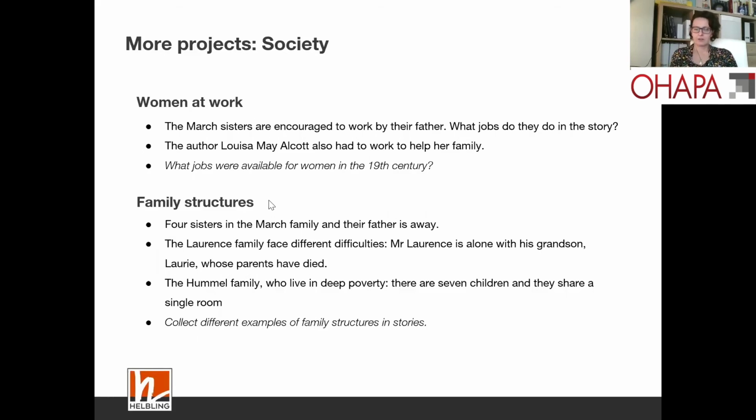Another interesting aspect is family structures. So there are all sorts of different families within this story. In the March family, there are 4 sisters, and the father is away, so the mother is looking after the girls. The Lawrence family in the neighborhood face different difficulties. Mr. Lawrence is alone with his grandson, whose parents have died. So again, students can become familiar with different lifestyles and different family types.